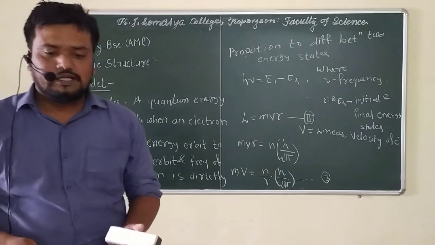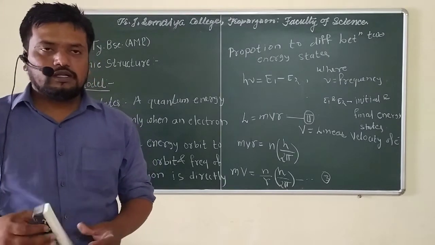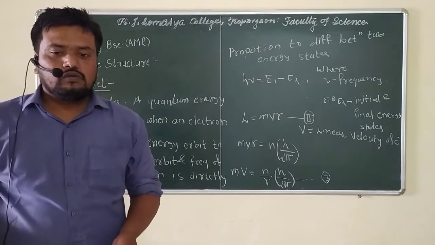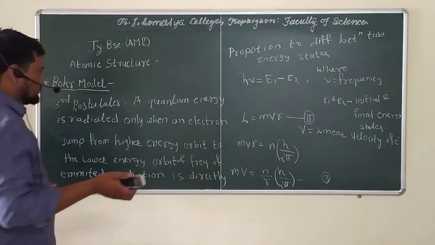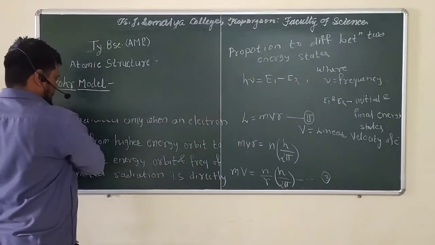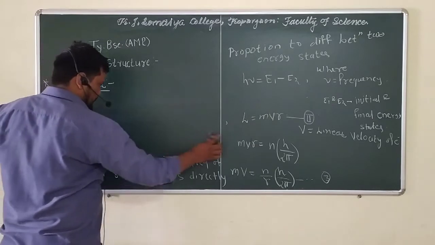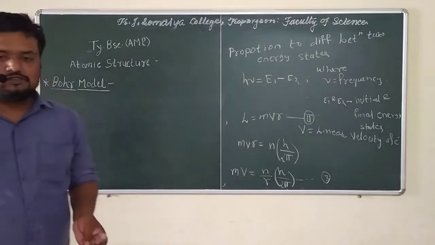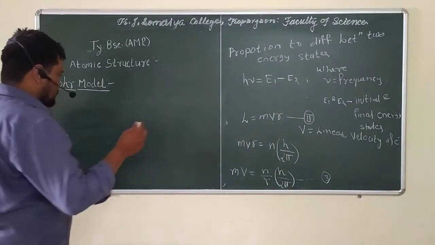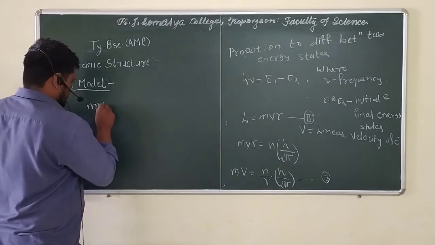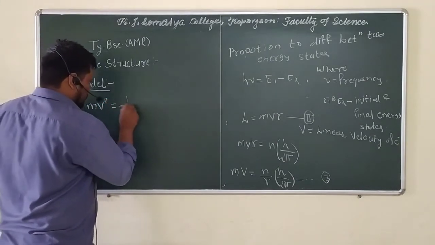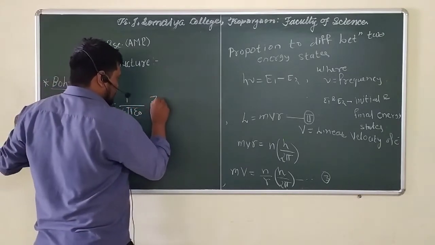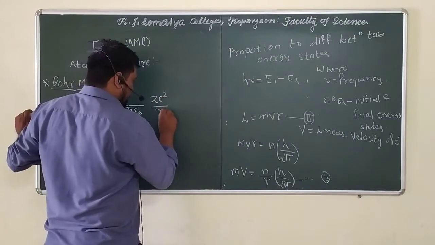Now we want to calculate the radius of an electron's orbit and the velocity of an electron. Considering the last equation, we get m v square is equal to what? Next we will find the radius of the orbit. That equation gives m v square is equal to 1 upon 4 pi epsilon naught z e square divided by r.